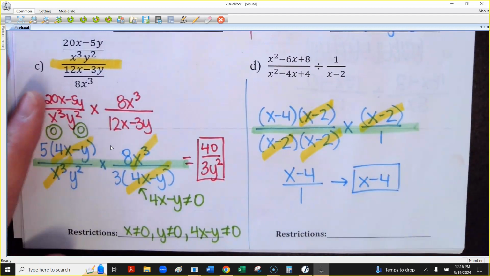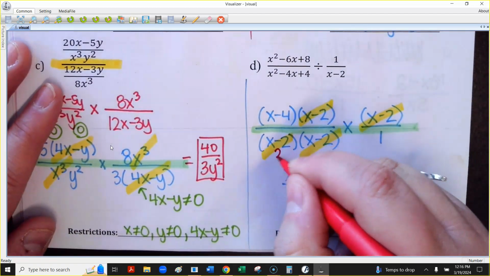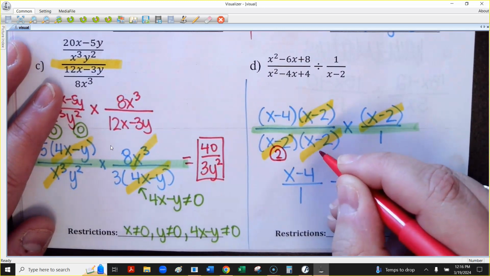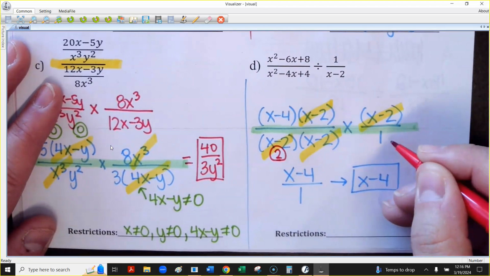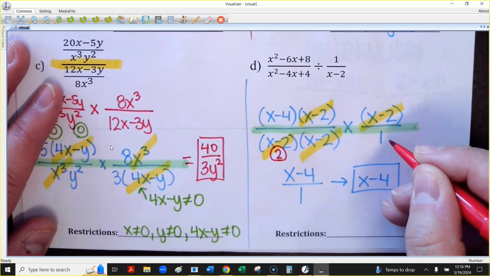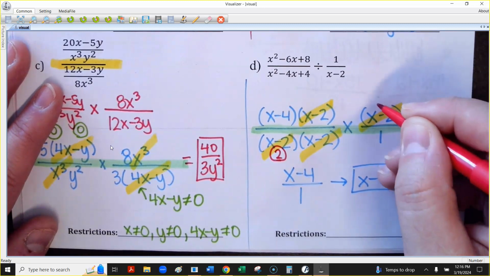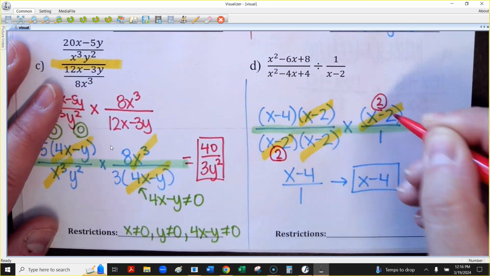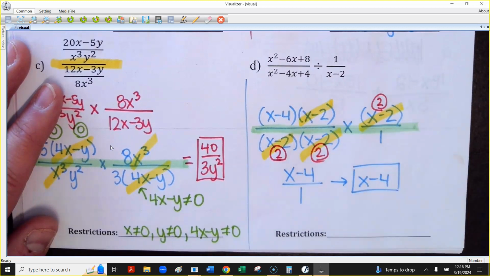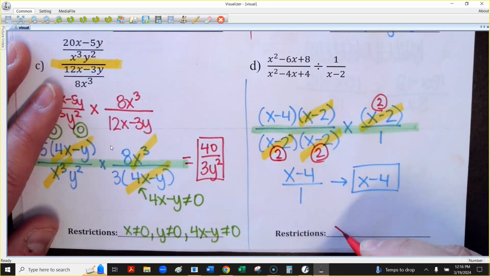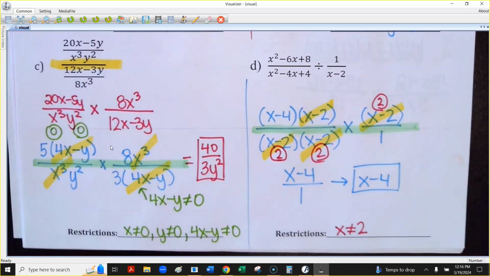And then for my restrictions, we have 2. This would also be 2. The bottom of this fraction ends up being 1, but I had flipped that over. The restriction up here would also be, like all of these would be the same number. They're all 2. So just x can't be 2. You just have to write it one time for your restriction.